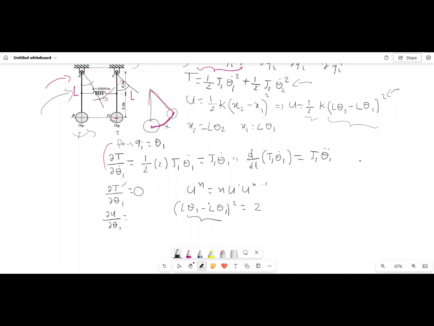U prime, you differentiate what is inside, because the variable is theta 1.